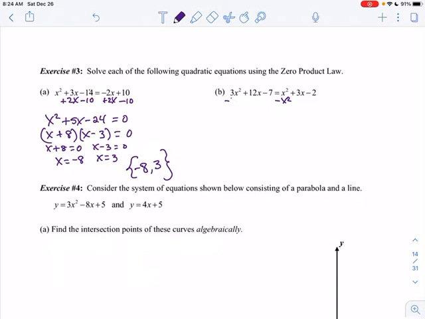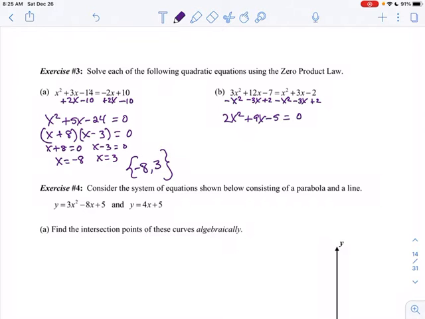So I'm going to subtract this x squared and bring it over to the left. 3x squared minus x squared is 2x squared. I'm going to subtract the 3x, bring it over to the left, and that gives me 9x. And then I'm going to add 2. So everything goes to one side. I'm putting it in standard form.